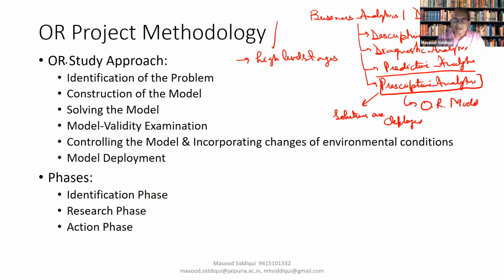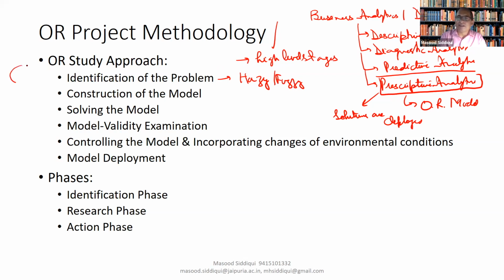As we start explaining the OR study approach, or what approach should be followed, the first step is identification of the problem. Why is identification important? Because the problem that we receive is normally quite hazy in nature. There is a lot of information that is irrelevant. Every piece of information is not so relevant. Things are quite fuzzy in nature. So we have to identify the problem.